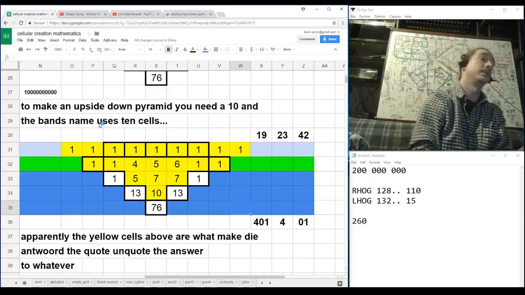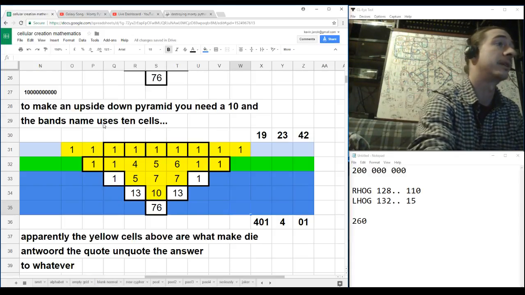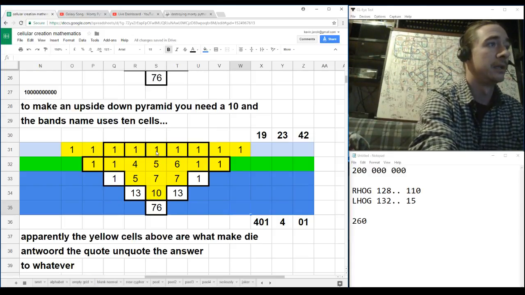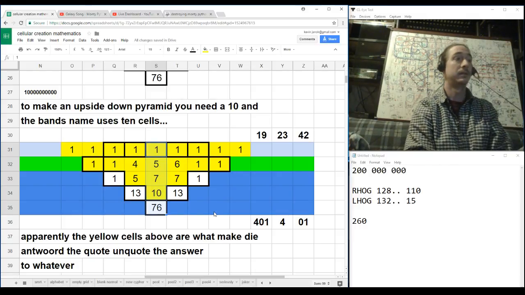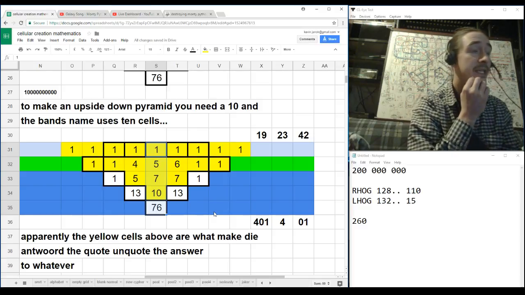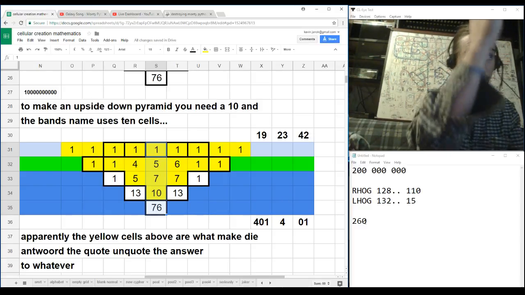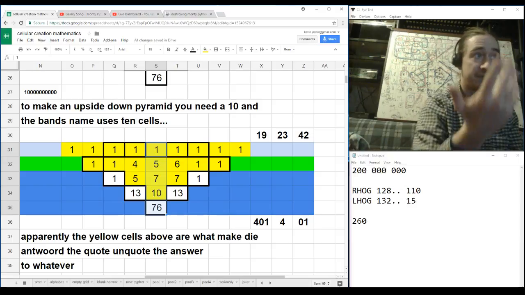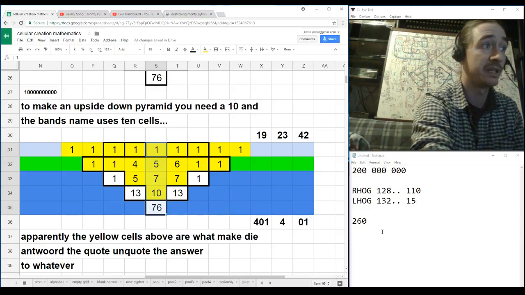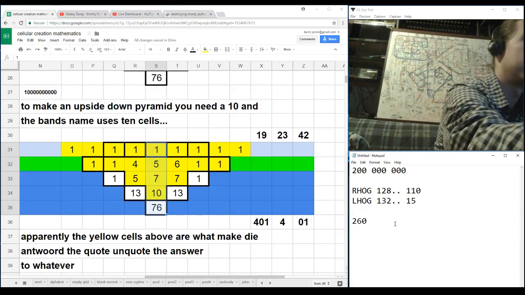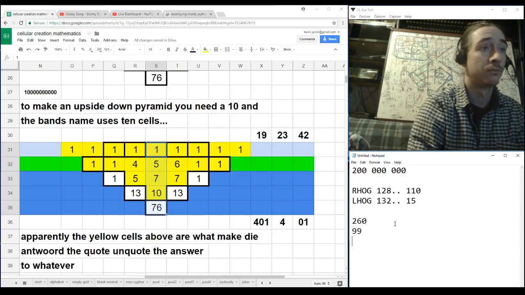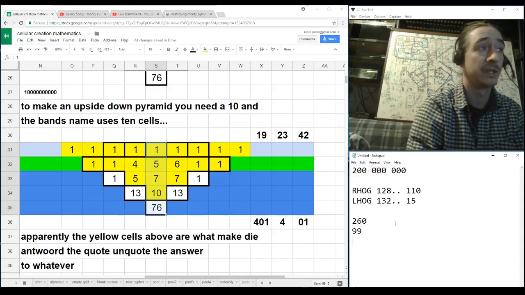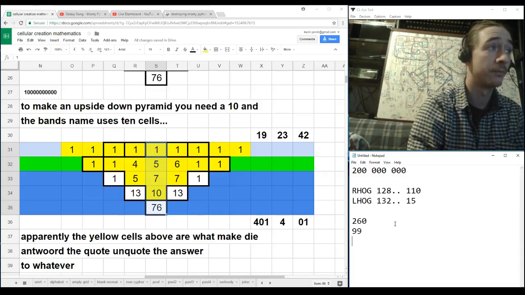200 million. Where's your 20? There's no real 20. That's 23. That's interesting. Okay, the 5 digits of balance: 1 plus 5 plus 7 plus 10 plus 76 is 99. Interesting. It doesn't really help with the 200. 99 is important.